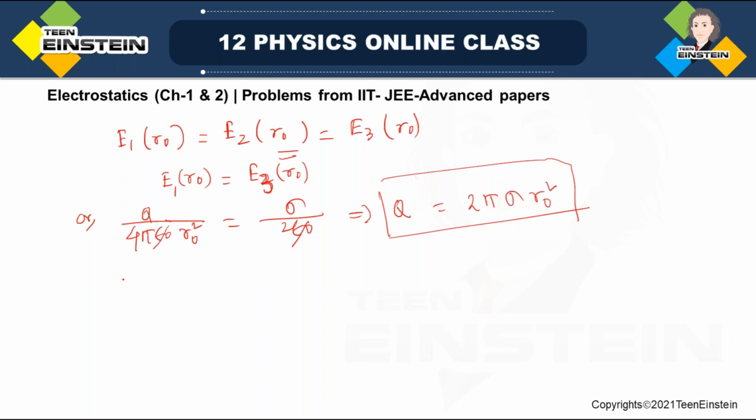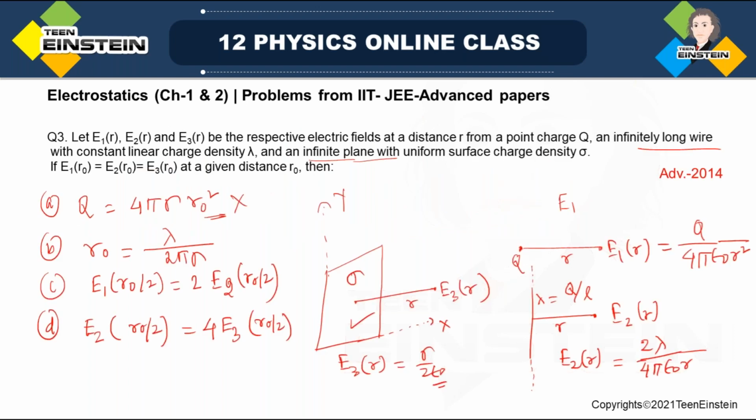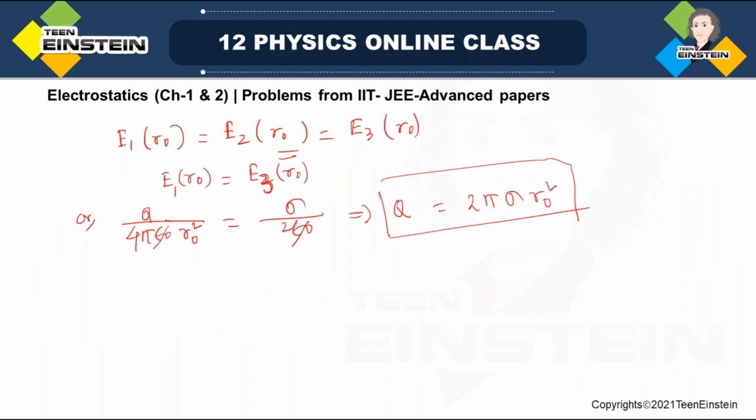Now we see another option. There R0 has been calculated in terms of lambda and sigma. So let us see, this is the one part, and the second part, let us see if I equate these two, then what I get.